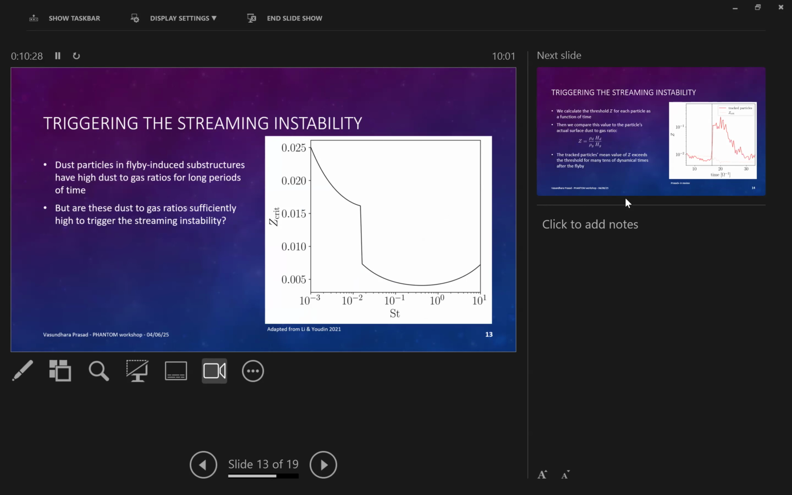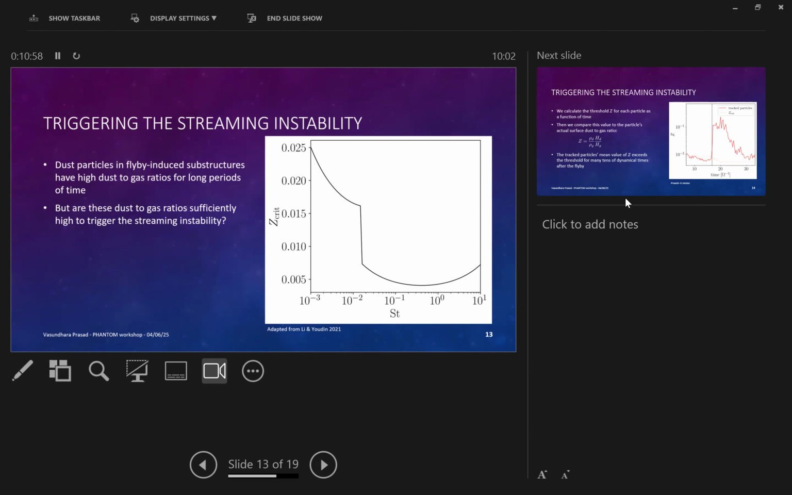So going back to the original question, are these dust to gas ratios in the substructures high enough to trigger the streaming instability? Here, once again, is this plot showing the critical dust to gas ratio required as a function of Stokes number to trigger the streaming instability. What I've just shown you is that the dust particles in the flyby-induced substructures do have high dust to gas ratios after the flyby, and those dust to gas ratios remain high for many thousands of years. But are they sufficiently high to trigger the streaming instability and hence planetesimal growth? Well, let's have a look.